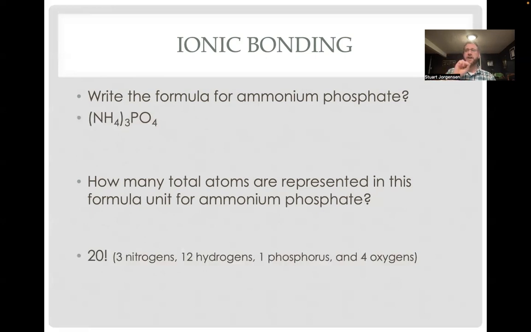So whenever we have a number outside the parentheses, it would multiply in, it distributes in. So 3 nitrogen, 12 hydrogen, be sure to multiply that, don't add them. It's not 7 hydrogen, it's 12 hydrogen, a phosphorus, and 4 oxygens.